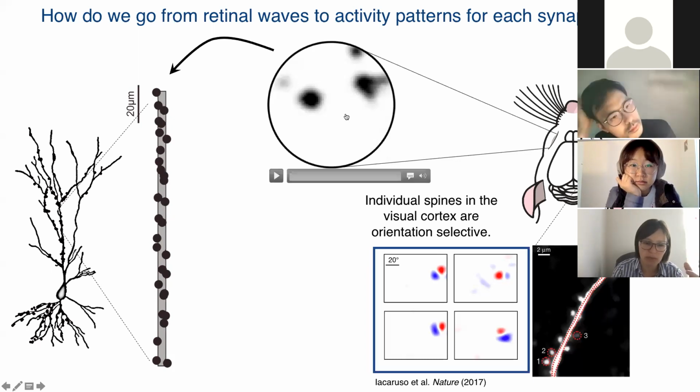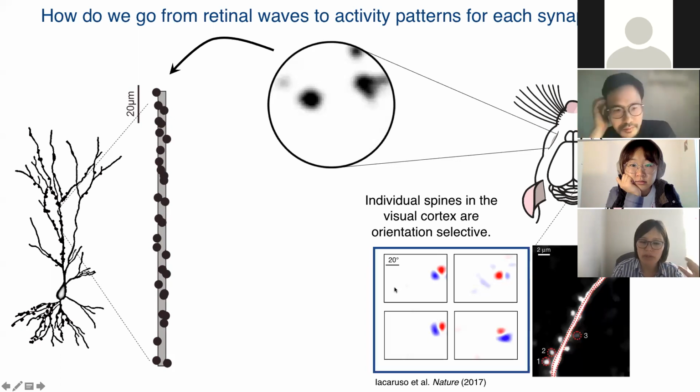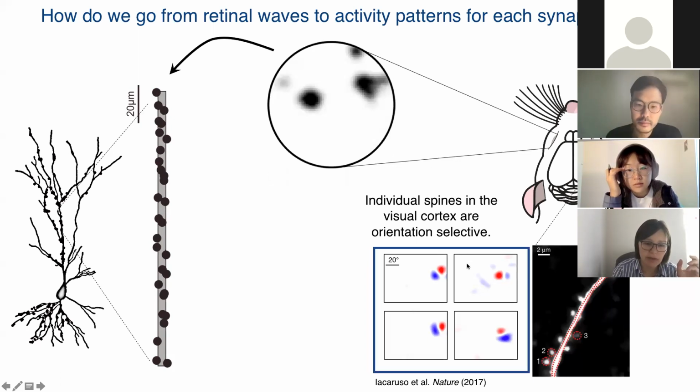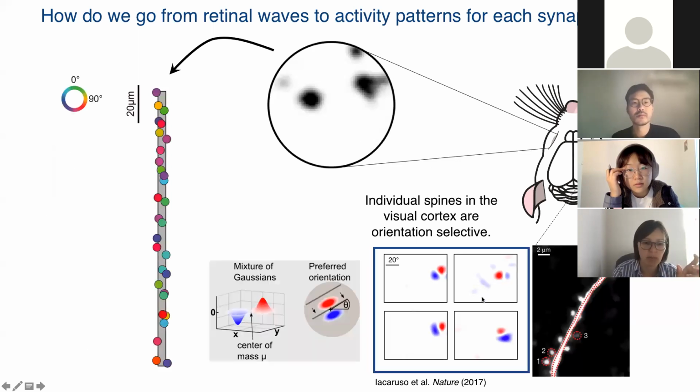The way we do this is we start with the retinal waves and implement what's called the linear nonlinear model. Maybe you have studied this. First we linearly filter the retinal waves with receptive fields that are these Gabors, because these Gabors have been found experimentally. Then we pass them through an exponential nonlinearity and use a Poisson spike generator to generate activity patterns on these individual synaptic inputs. So we effectively have a transformation from retinal waves into spike patterns on the individual synaptic inputs.